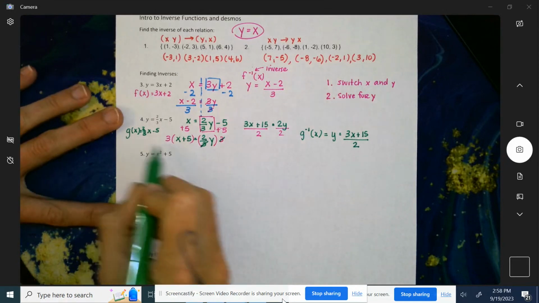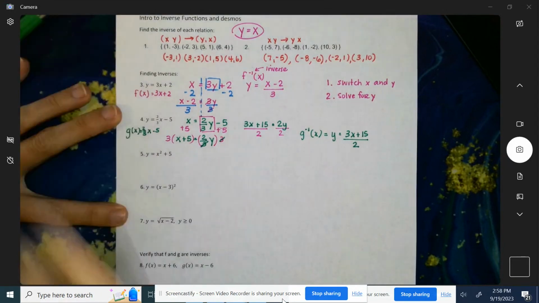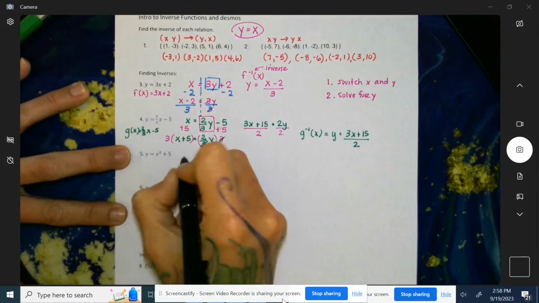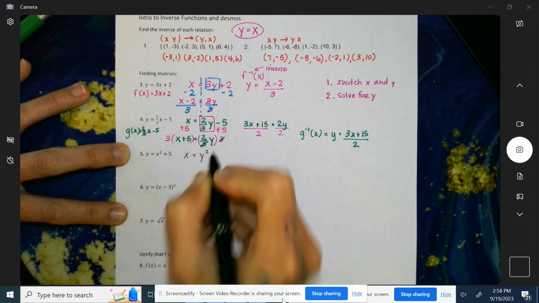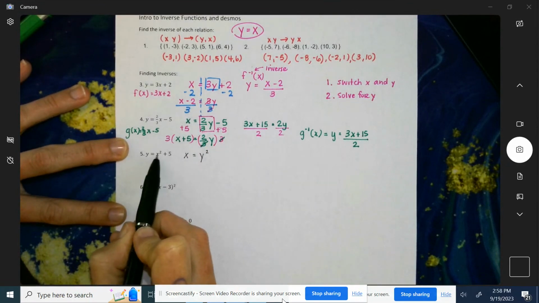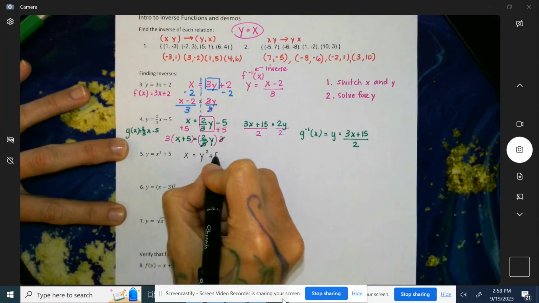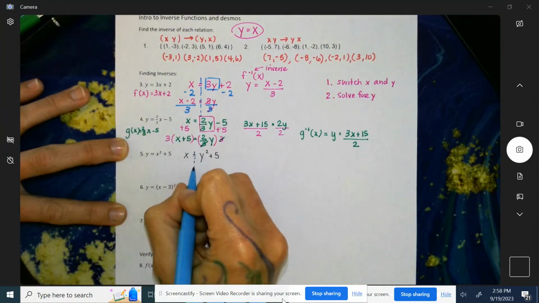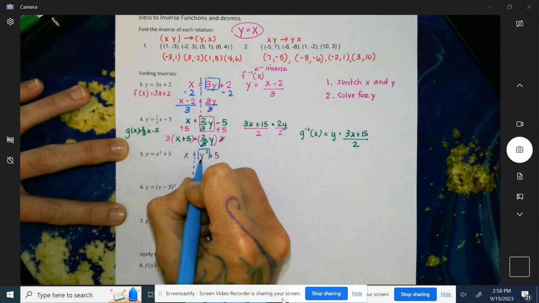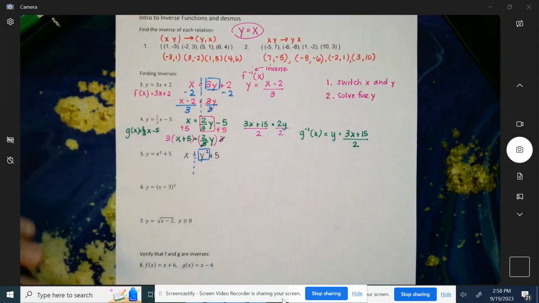All right, so we're looking at the next one. I'll switch colors because they're getting all tight. We're going to switch our x and y. So x equals y squared. So we're not switching the squared, just the x and y, plus 5. Again, line of great divide. Solve for y. What are we going to move first, and how are we going to move it? What number and how?